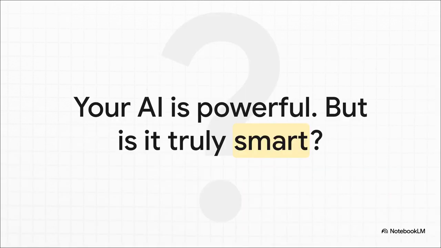So you've got this super powerful AI. It can write, it can code, it can generate images, but is it actually smart? I mean, is it efficient? Does it learn from its mistakes? And maybe most importantly, can you rely on it over time? Because, and this is the key, without the right architecture, even the most powerful AI can be incredibly wasteful, super frustrating to work with, and honestly, dangerously unreliable out in the real world.